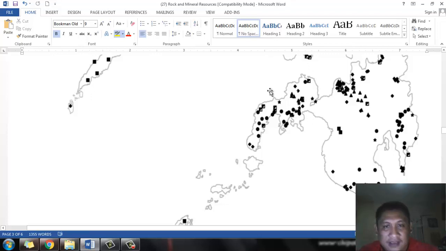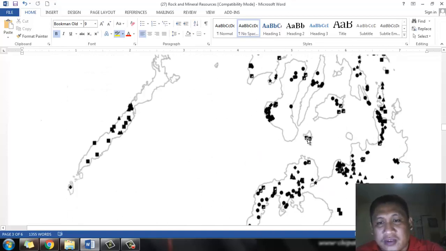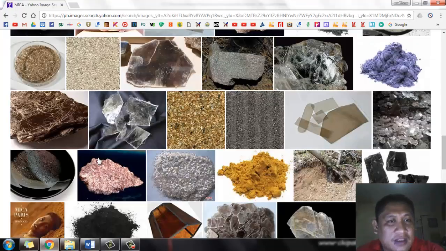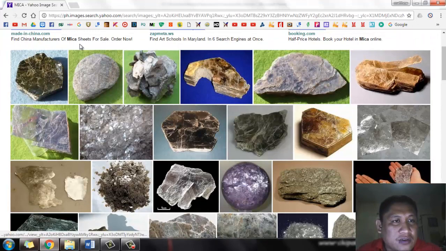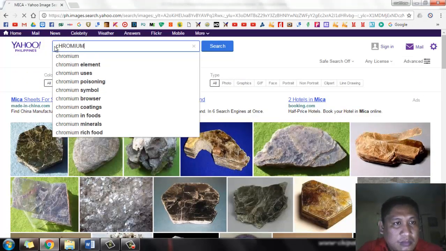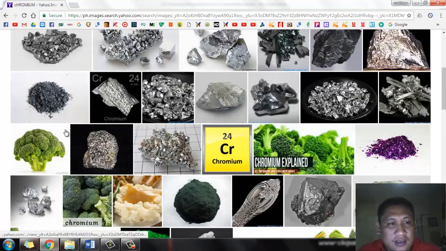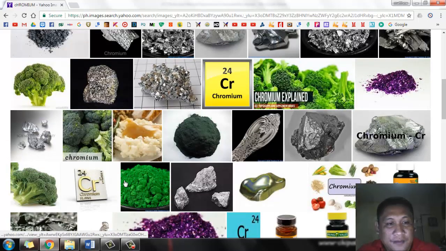Look at your map. We also have the triangle over here. What is this triangle? I forgot. Chromium. Chromium is also a very important mineral. Let me show you a chromium. These are chromium. See? And we can find chromium in some of our food. So you can have that one.